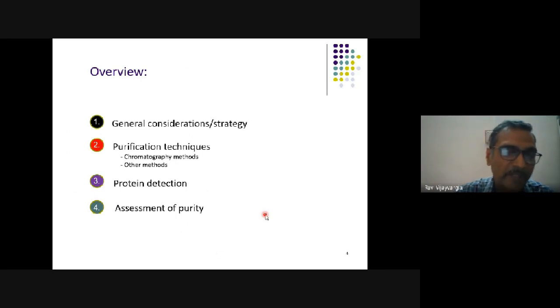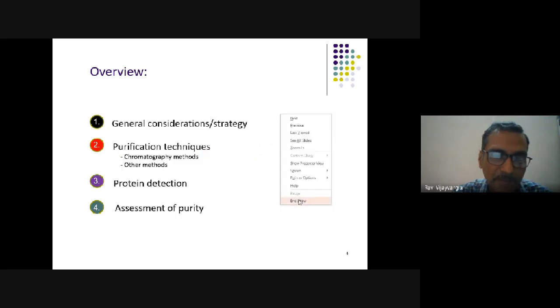Okay, so whenever you want to purify any protein, we have to make a strategy. You cannot just say that today I am in the mood of purifying protein and just purify the protein. You have to make a plan, make a strategy to purify protein. Even before you make a strategy, there are some general considerations. Then after considering the general considerations, you make a strategy, then you devise a technique, and then you have to have a method.